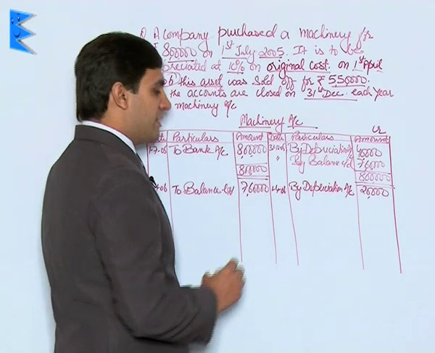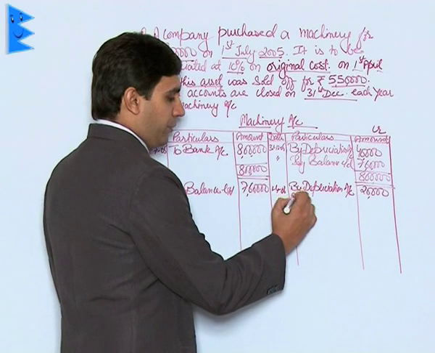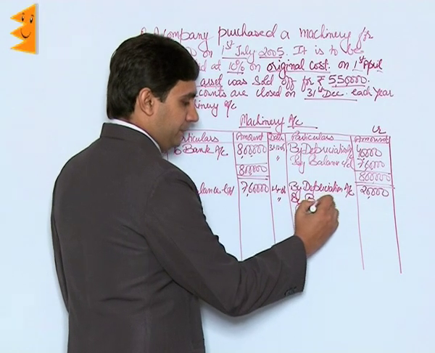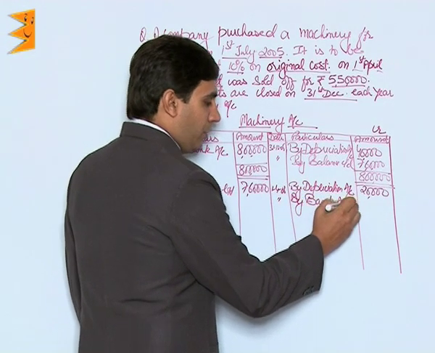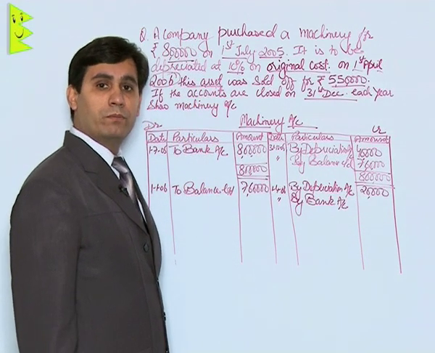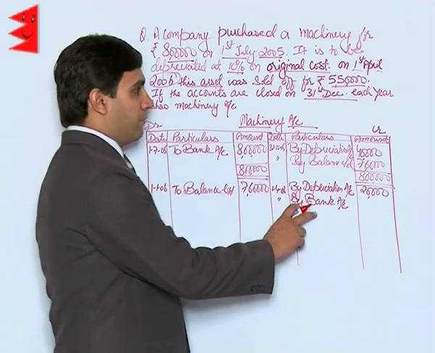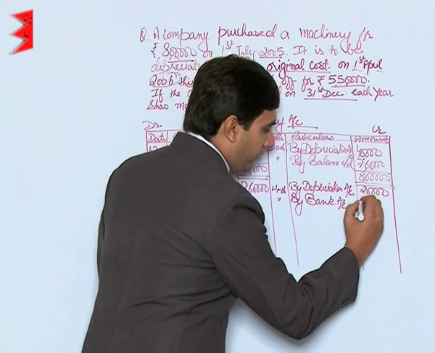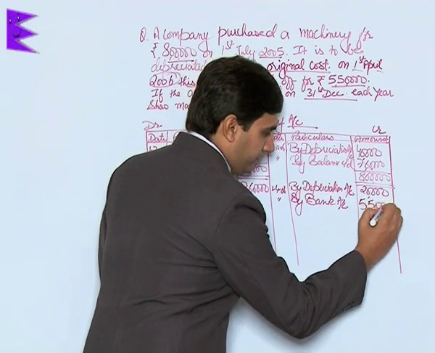Now students, since this asset has been sold, it would be recorded as by bank. Why? Because the journal entry would go as bank account to machinery account. So by bank 5,50,000.